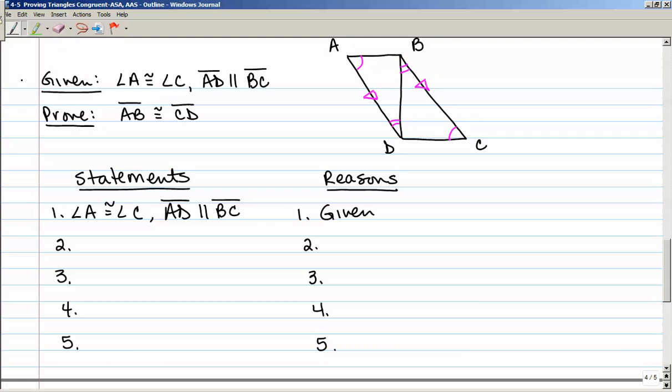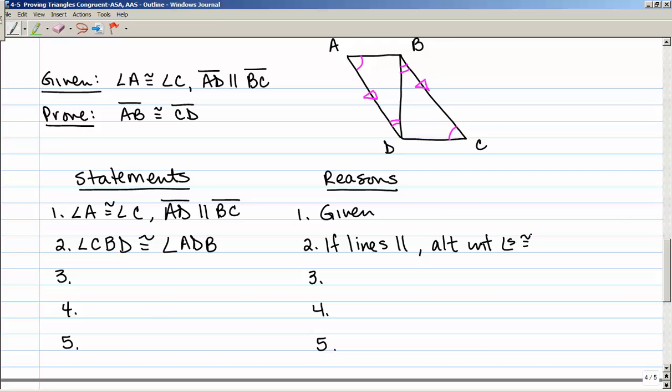So let's name this one angle CBD. That's the one at the top. Angle CBD is congruent to angle ADB. And that's because if the lines are parallel, alternate interior angles are congruent.